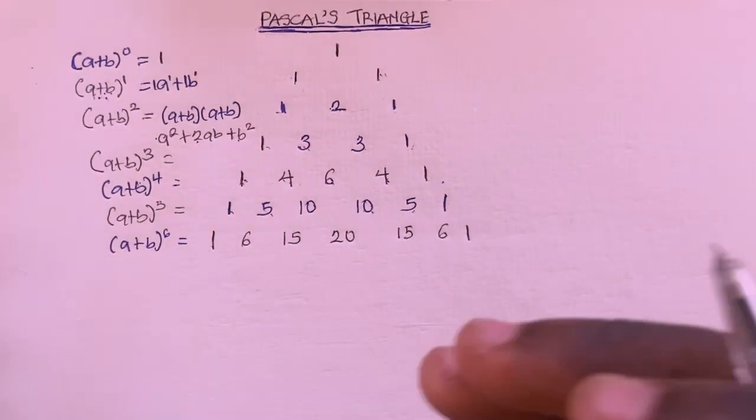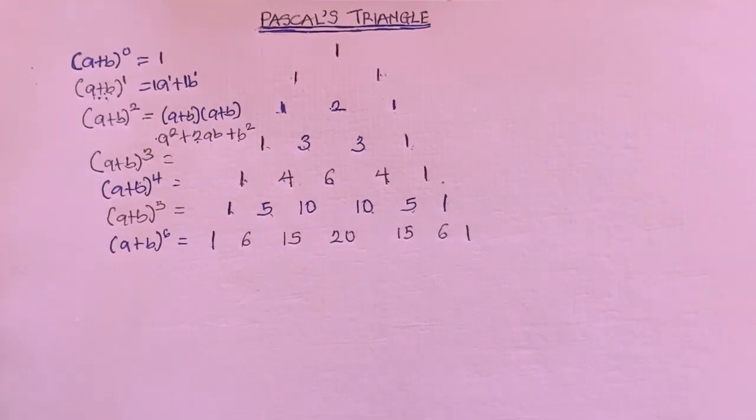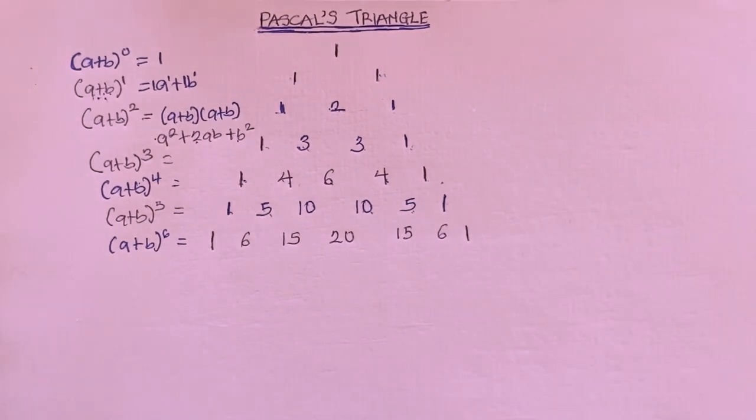So that's how Pascal's triangle was derived. Pascal's triangle was derived from two expressions: the first one is the binomial expression itself, and the coefficients of each term that are present in the binomial expression.